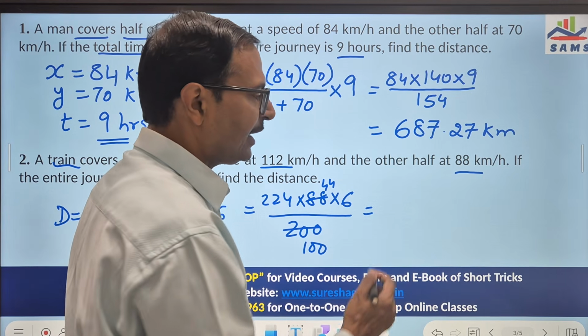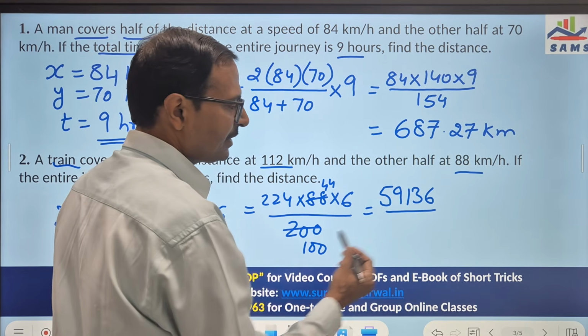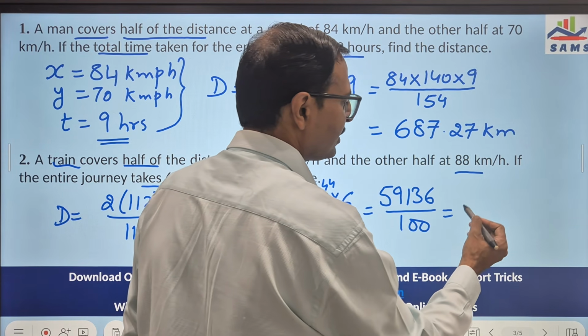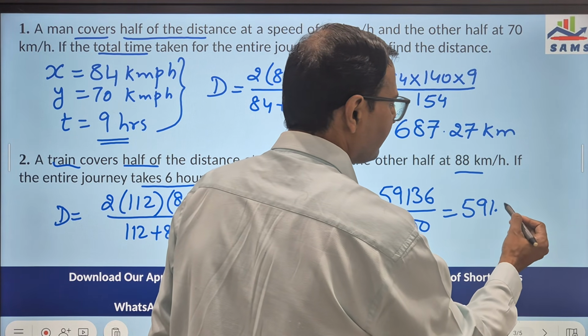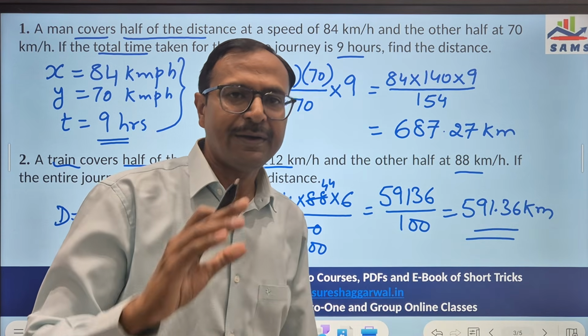So you will get 59136 in the numerator, and in the denominator it is 100. So your answer for the question will be 591.36 kilometers is the required distance.